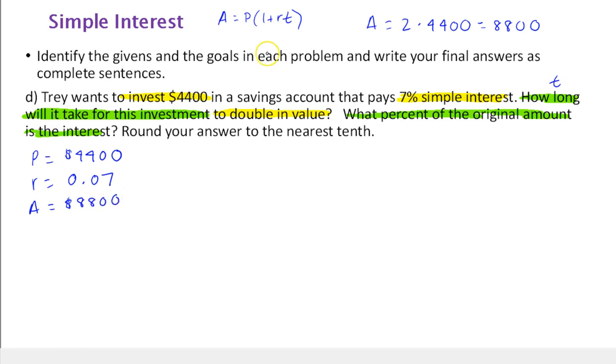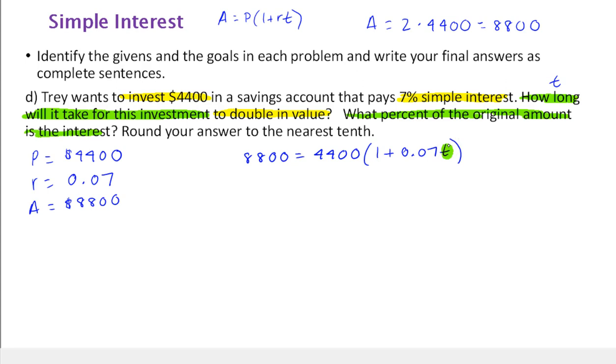So our formula isn't solved for t, but this won't be too hard to solve as a linear equation. So let's put in the information we know, and then we're going to solve for t, time. So 8,800 equals 4,400 times 1 plus r. We know r, so let me replace that with 1 plus 0.07 times t. Okay. I'm going to highlight the t green, because that's our goal. That's what we're looking for.